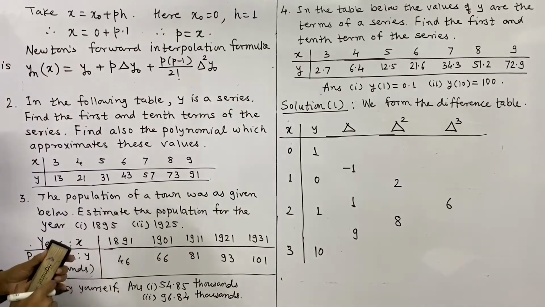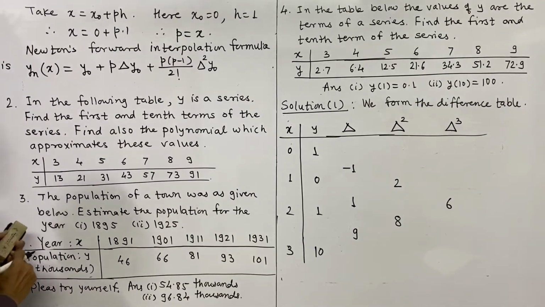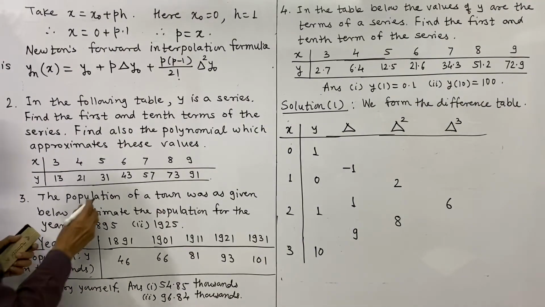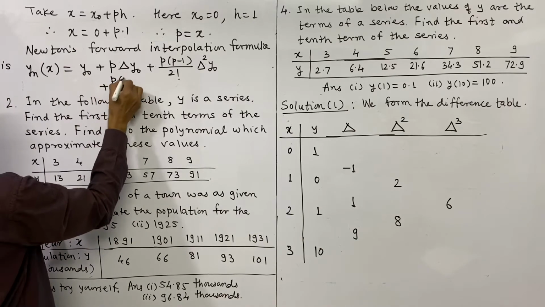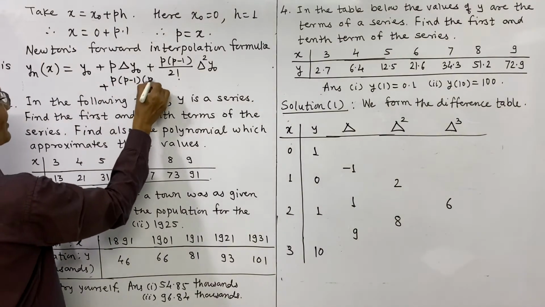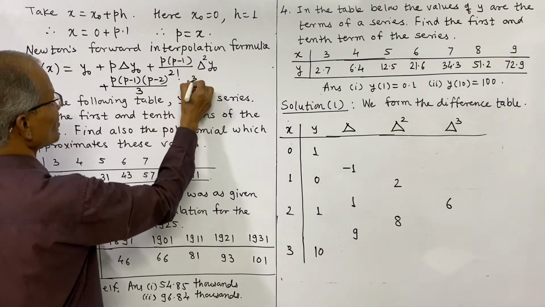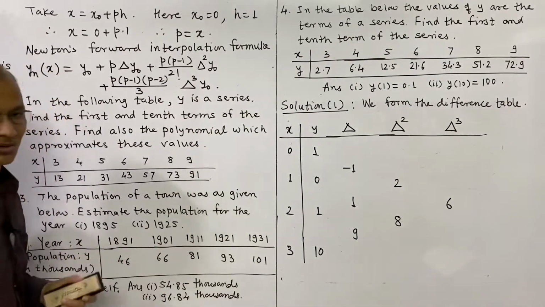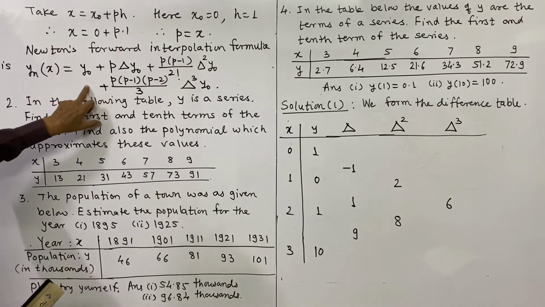And one more term is there, that is the third term, delta cube. But what is the third difference? The third difference will be here: p into p minus 1 into p minus 2 divided by 3 factorial into delta cube y naught. So this is Newton's forward interpolation formula.